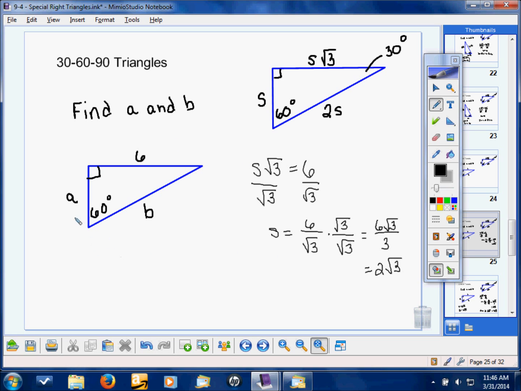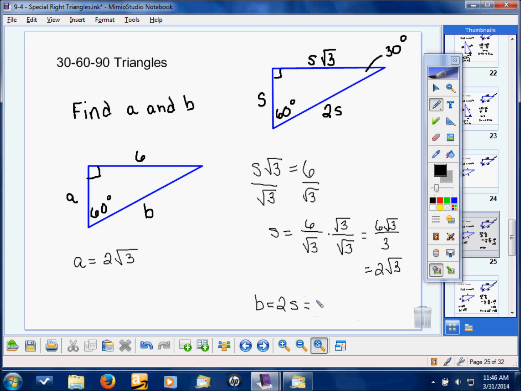Okay, so which one did we just find here? Out of A and B, we found A. We did find S, but that one is in the A spot. So now we have to find B. B is in which spot here? B is in the 2S spot, and how much is S again?